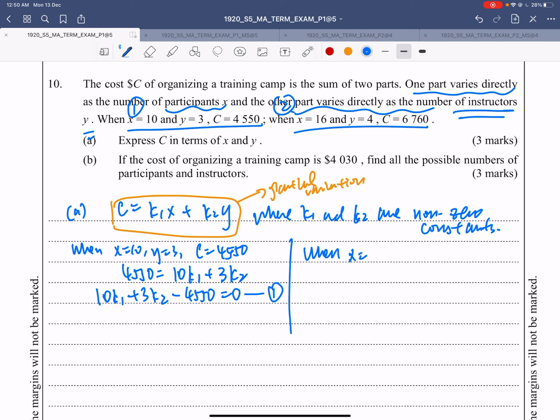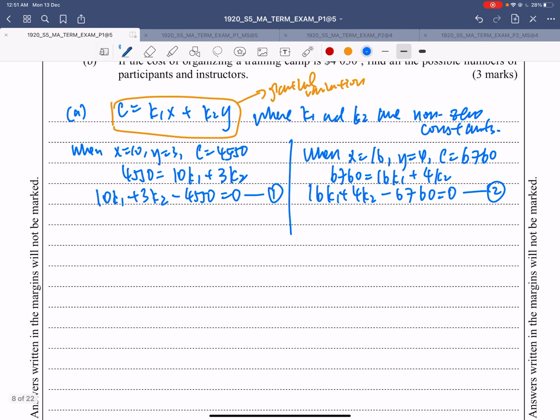So when x equals 16, y equals 4, C equals 6760, you can obtain that 6760 equals 16k1 plus 4k2. 16k1 plus 4k2 minus 6760 equals 0. This is the second equation you can obtain. So then you can formulate a simultaneous equation in two unknowns.